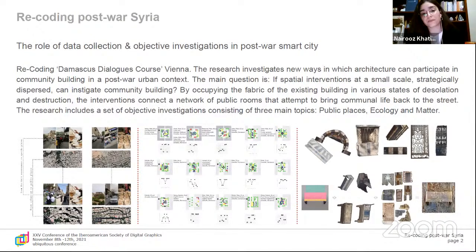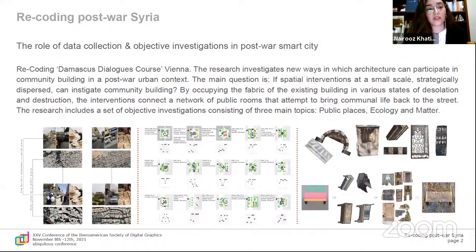urban context. The main question is whether spatial interventions at a small scale, strategically dispersed, can instigate community building by occupying the fabric of existing buildings in various states of desolation and destruction. The interventions connect a network of public rooms that attempt to bring communal life back to the street.